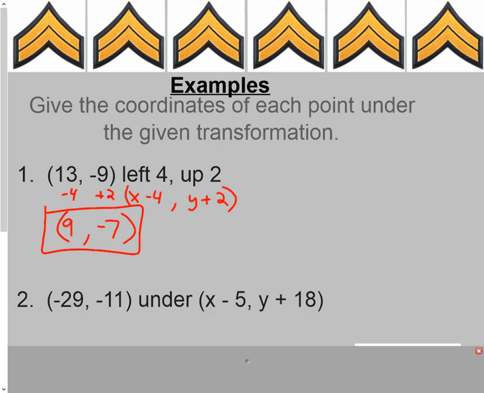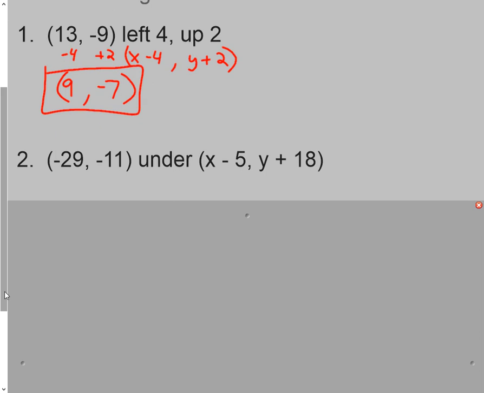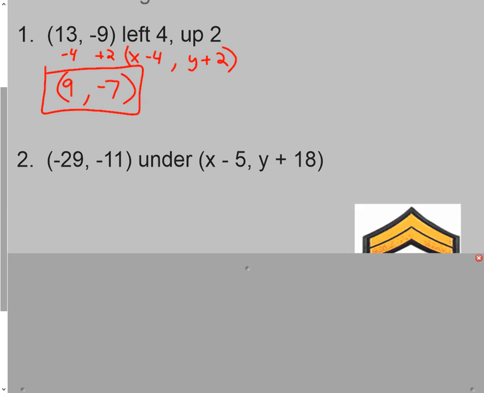Let's try a different example. This one, it just gives us the rule. Doesn't say left or right. So you got to think. If it says our point is negative 29, negative 11, and it's under x minus 5. So simply, that just means we're going to subtract 5 from the x, minus 5. And y plus 18, we're going to add 18. But if you were to describe that rule, subtracting 5 from the x would be going left 5, and adding 18 to the y would be going up 18. So if you were on a graph, that's how you would do it.